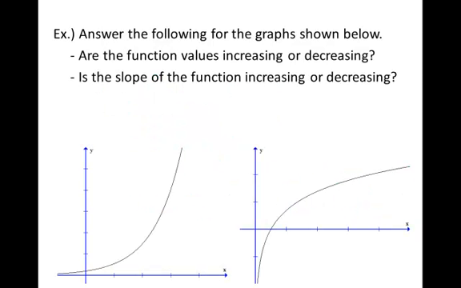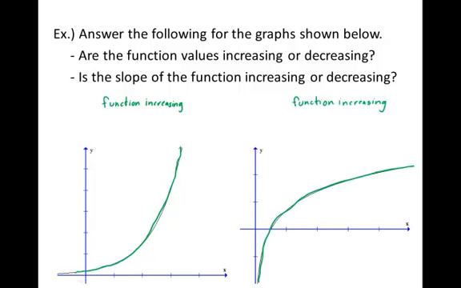Answer the following questions for the graphs shown below. Are the function values increasing or decreasing? And is the slope of the function increasing or decreasing? Alright, let's look at the first function. Over here, notice my function is going up. As I go along this curve, my values are getting larger, so that means the function is increasing, so the slope of the function is positive everywhere. So the function here is increasing. Similarly, on the function on the right, the function values are getting larger, so this function is also increasing.